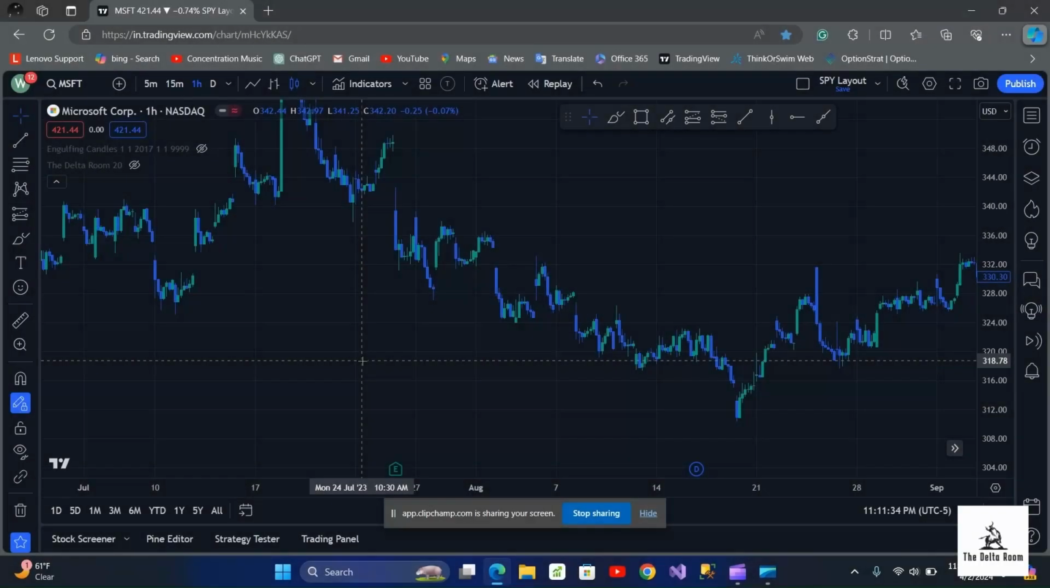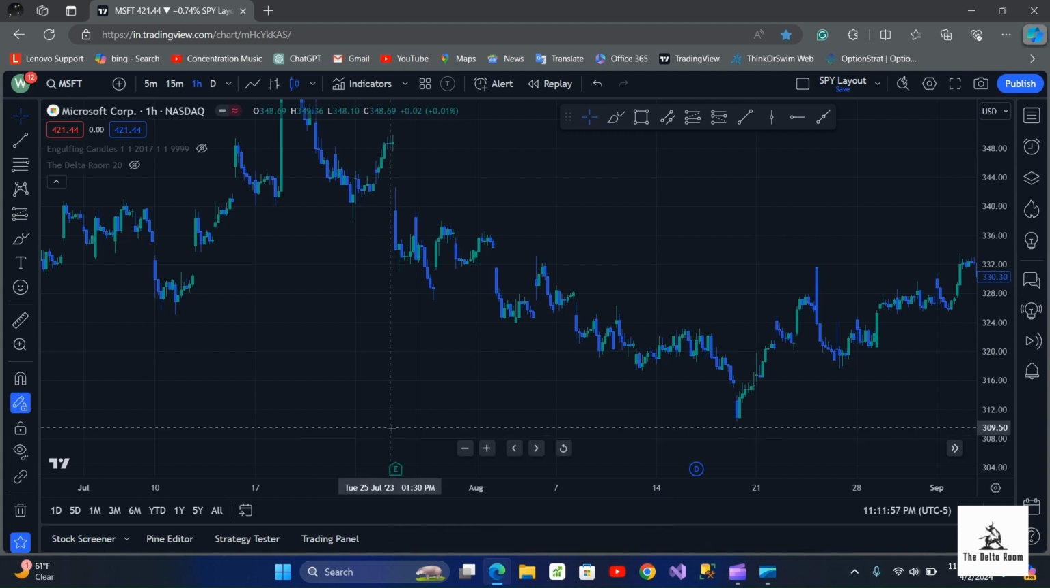This is the Delta Room where it's all about making smart moves in the stock market so you can stay profitable. The good thing about trend lines is you can draw these lines on any chart and use them with your current setup. It doesn't matter what kind of indicators you're using or what your setup is, you can incorporate these lines with your current setup.